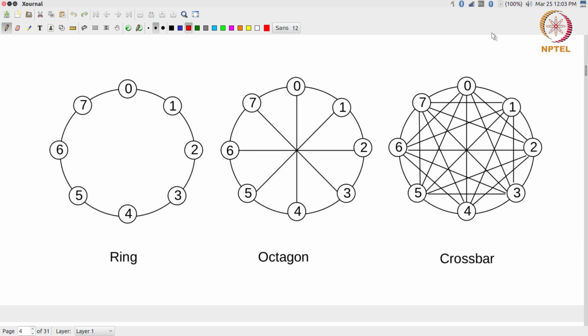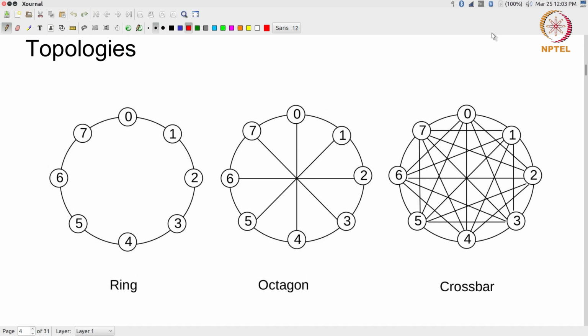Another way of looking at the topologies could be like this. One common topology is when you have a large number of computational elements just connected together in a ring. The octagon is one which tries to provide sort of shortcut connections between things that are otherwise far apart and therefore reduce the maximum distance that data might need to flow.